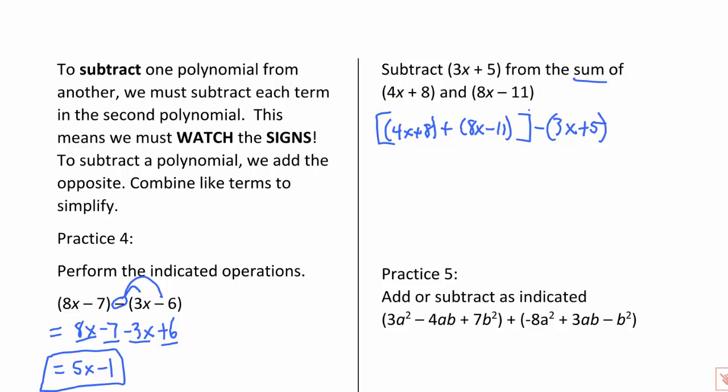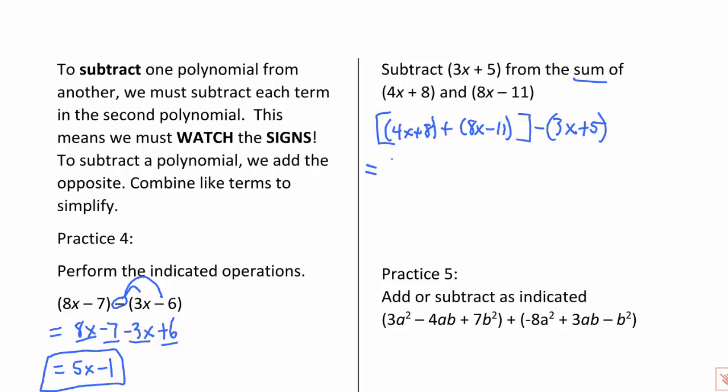So this is what this expression actually means. Subtract 3x plus 5 from the sum of 4x plus 8 and 8x minus 11 is big brackets, parentheses 4x plus 8 close parentheses, plus parentheses 8x minus 11 close parentheses, close your big brackets, minus parentheses 3x plus 5 close parentheses. Now, there are a couple of different ways that we can do this. However, most of you will probably be happiest by simplifying the big square brackets first.